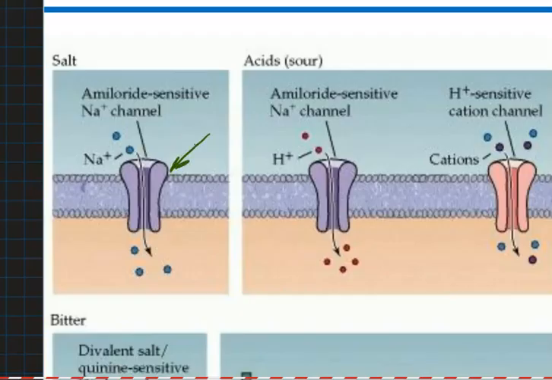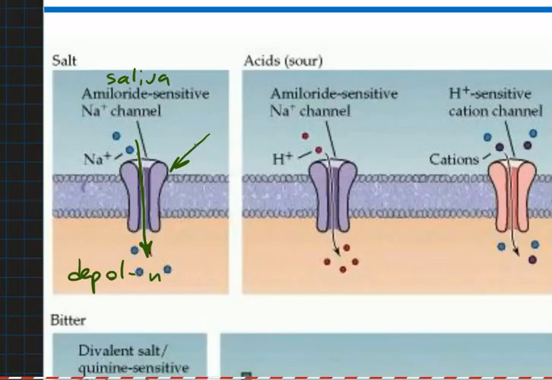This is the sodium channel. This is saliva. When you eat something salty, there is a lot of sodium. Sodium diffuses along the gradient. That's it. How is sodium charged? Positive. Which means when it diffuses in, the gustatory cell becomes depolarized. Does it make sense to you?